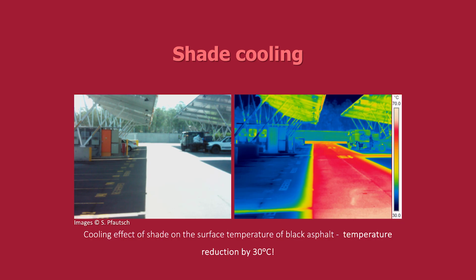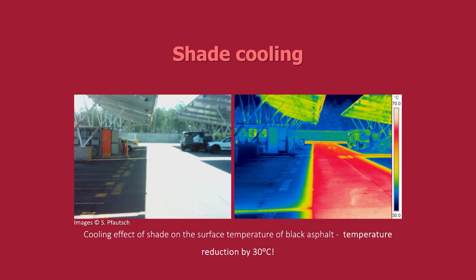So this is actually an example of a car park in Western Sydney. It was covered with asphalt. It was black asphalt. And there was some shade structure in the form of solar panels. And you can clearly see there's a huge difference in temperature between the sun-exposed and the shaded asphalt surface. And in fact, it was 30 degrees difference. So a huge impact of shade in reducing surface temperatures and improving the local microclimate.